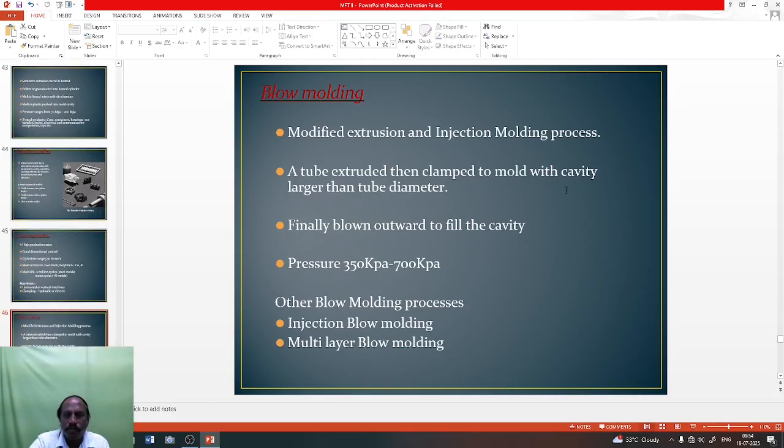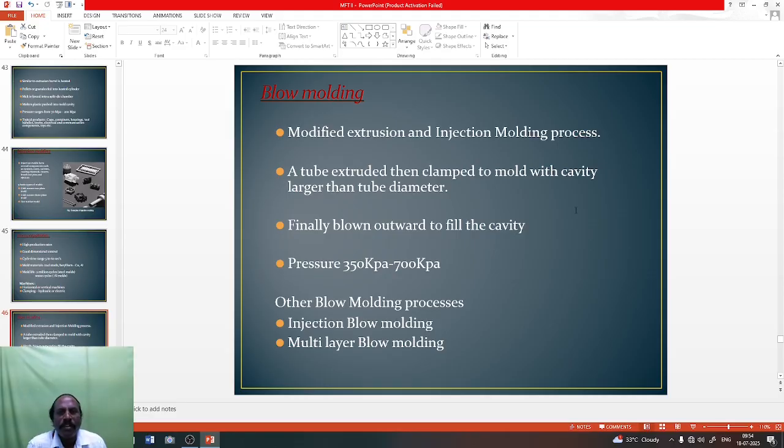Next we go to blow molding, a modified extrusion and injection molding process. A tube is extruded and clamped to a mold with a cavity larger than the tube diameter, and finally blown out to fill the cavity. The pressure is 350 kilopascals to 700 kilopascals. The injection molding variant is the multi-layer blown process.